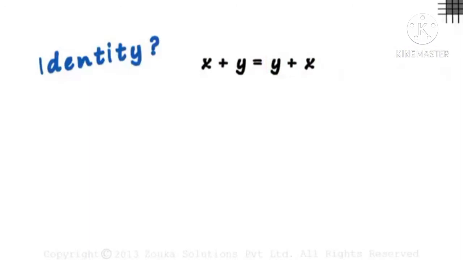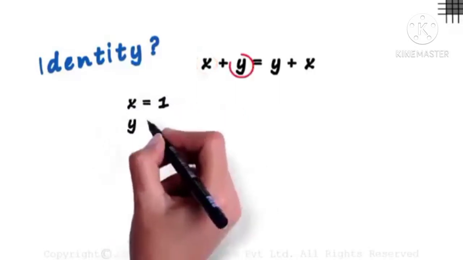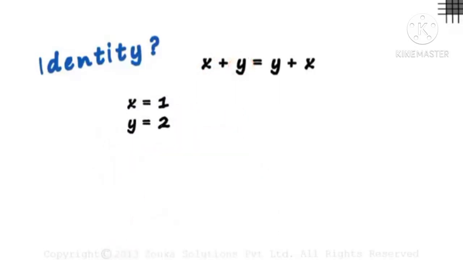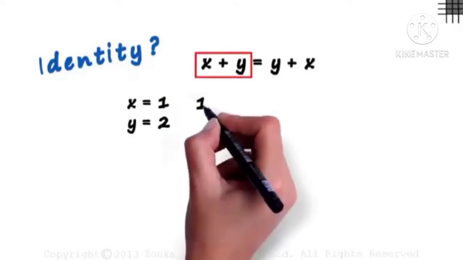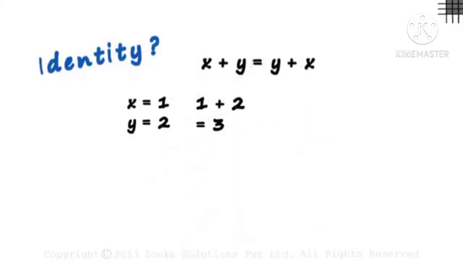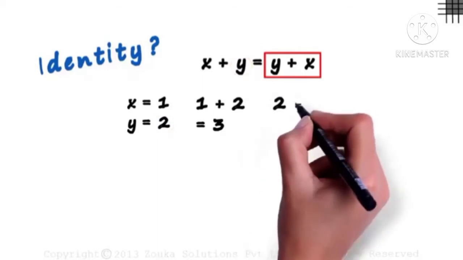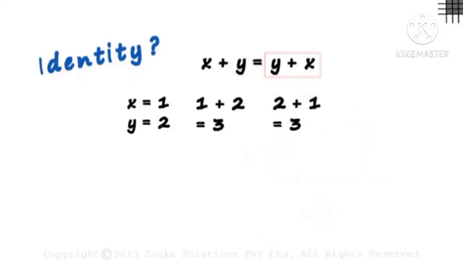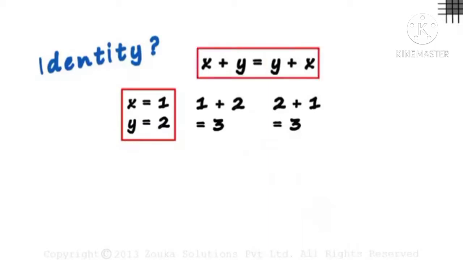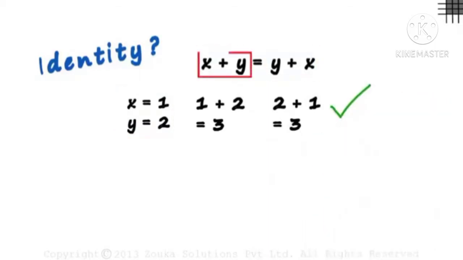Let us try different values for x and y. Assume x equals 1 and y equals 2. We try substituting these values on the left-hand side and the right-hand side. The left-hand side will be 1 plus 2, which equals 3. We put 1 in place of x and 2 in place of y. And the right-hand side equals 2 plus 1, which also equals 3. So for these values, the equation is satisfied. The left-hand side is equal to the right-hand side.